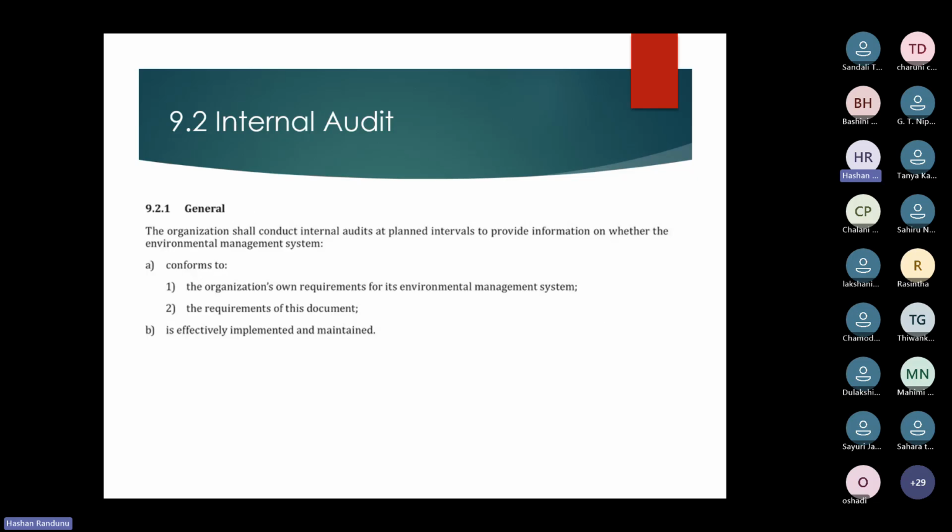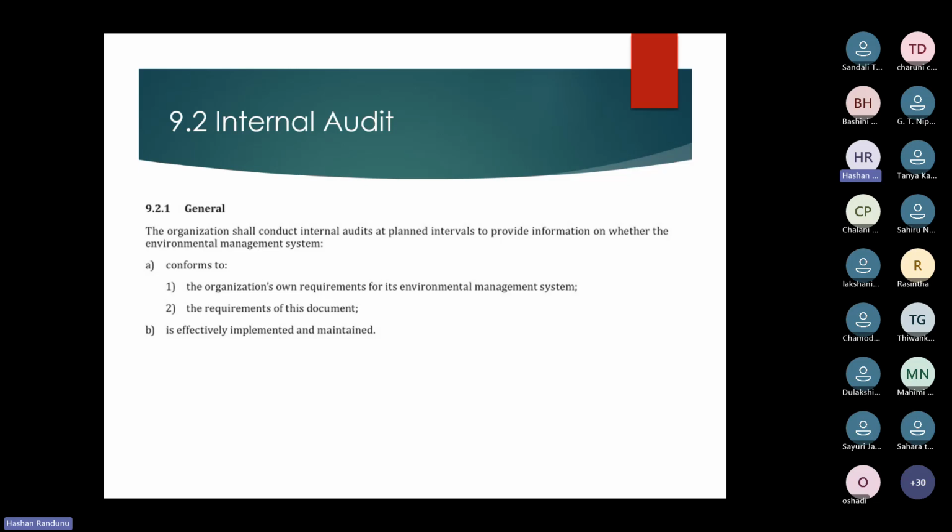So when we conduct an internal audit, the organization shall conduct internal audits at planned intervals to provide information on whether the environmental management system conforms to the organization's own requirements for its environmental management system, and the requirements of this document, and is effectively implemented and maintained. Right. This is the internal audit requirement.